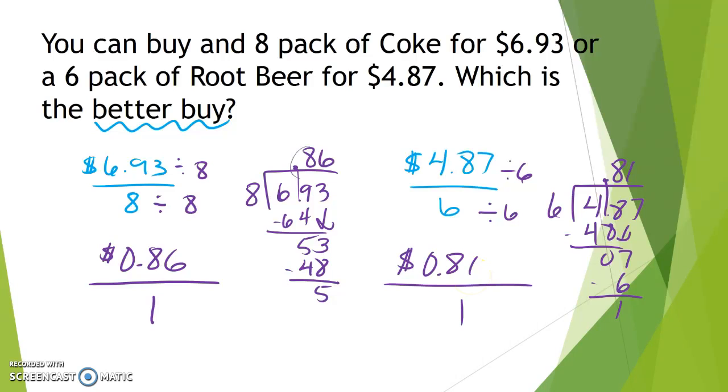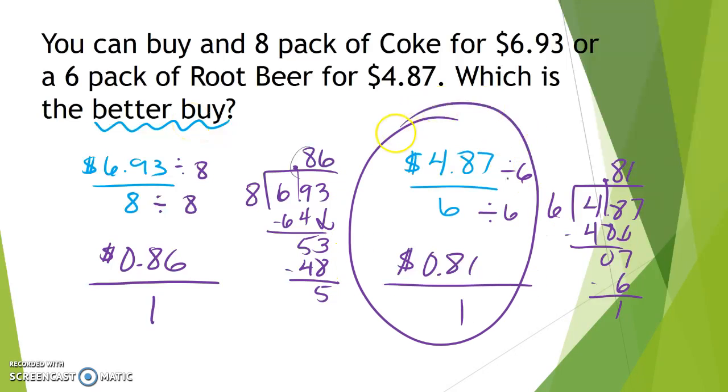So if you look back at our question, it says which is the better buy. So basically, which one's cheaper? And in this case, that 6-pack for $4.87 is cheaper. So that one is actually the better buy, the root beer one. So let's go ahead and keep going.